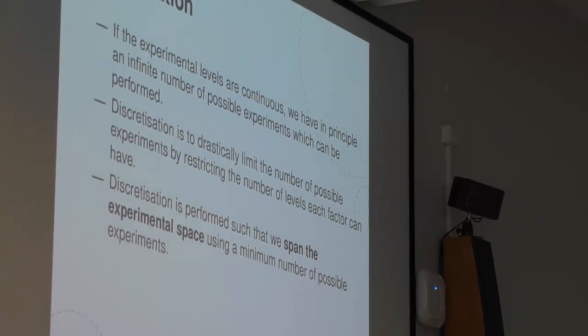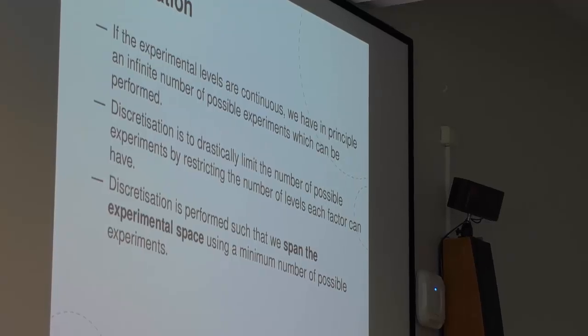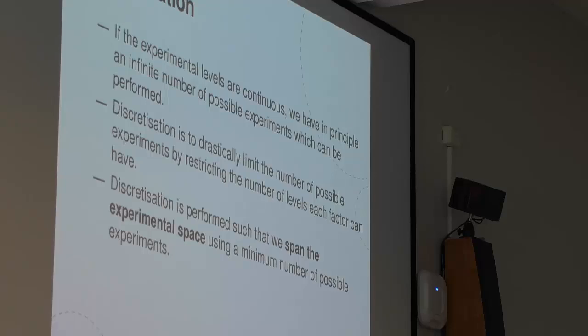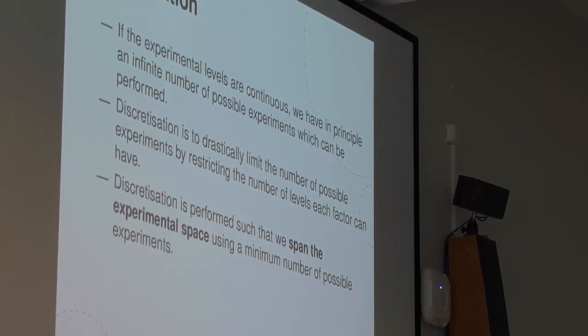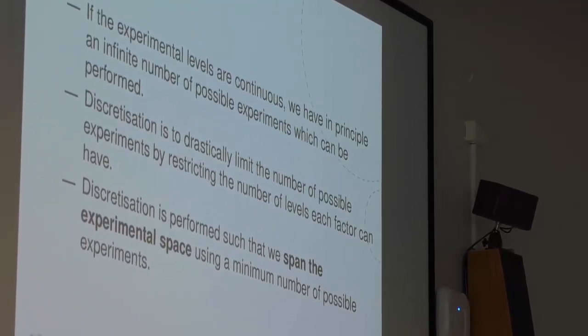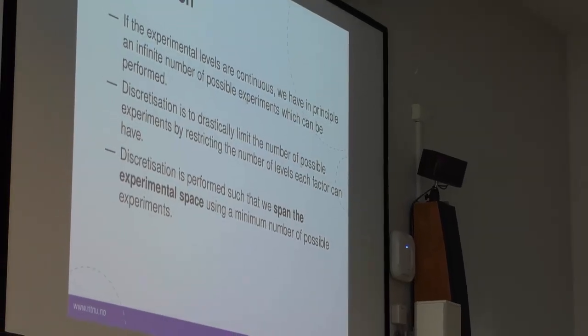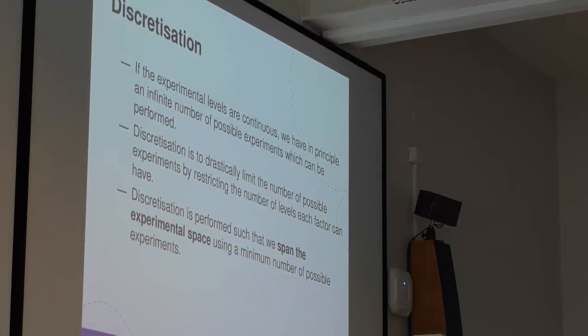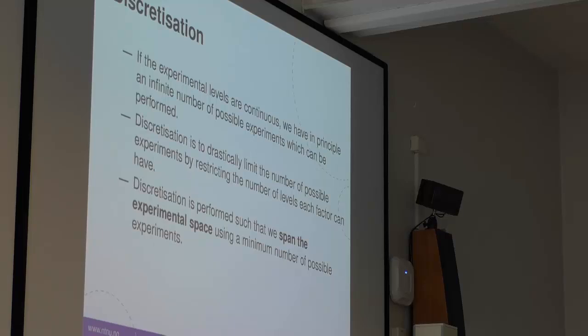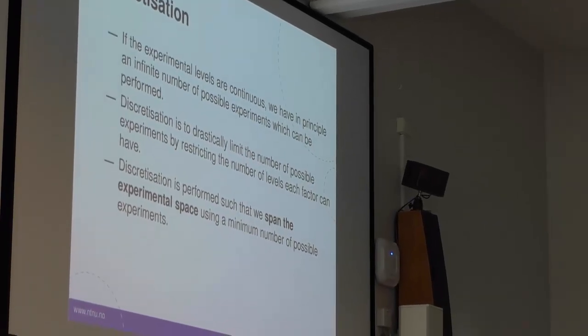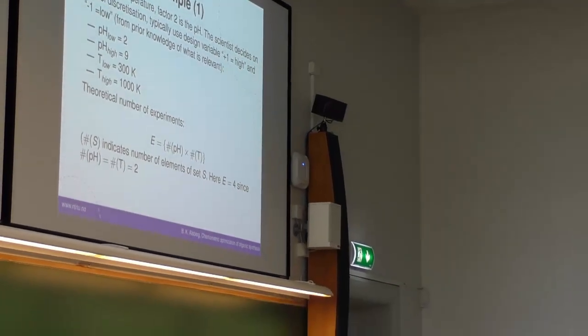And in order to have as much efficiency as possible out of our experiments, we need to perform a discretization. Because if you think about it, you have n different factors, and each of them can have a continuous setting, so you have, in principle, an infinite number of possible experiments that could be performed. So one way to reduce the number of experiments is to reduce the number of levels that are possible for each of the controllable factors. The most common one is to just use two levels, typically low and high. But obviously, we could also have more than that. The discretization is performed such that it spans the experimental space of interest. So you have to decide what you mean by low, high, or whatever, and that is based on your background knowledge of the system.